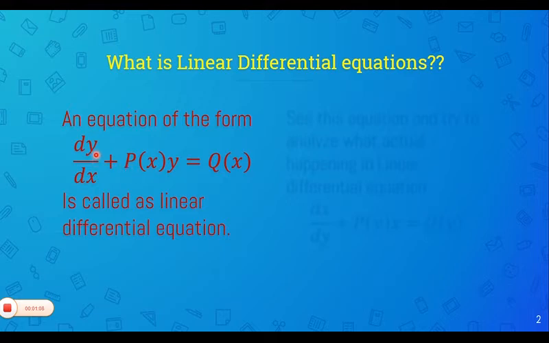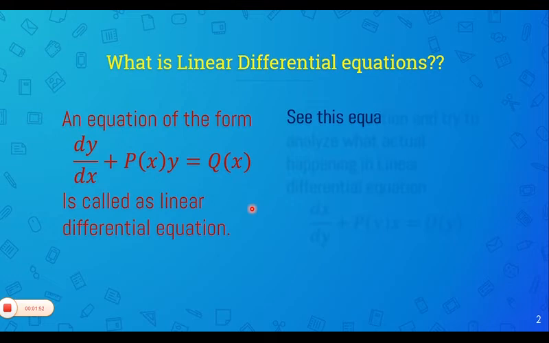Since in the first term the derivative of y has been taken, therefore we need the variable y in the second term, and the coefficient of this y is denoted by p. Keep in mind, this p must be a function of x only, or it may be a constant, but it can never be a function of y. The right hand side is again a function of x only, or maybe a constant, but it is not a function of y. So such a type of equation is called a linear differential equation.